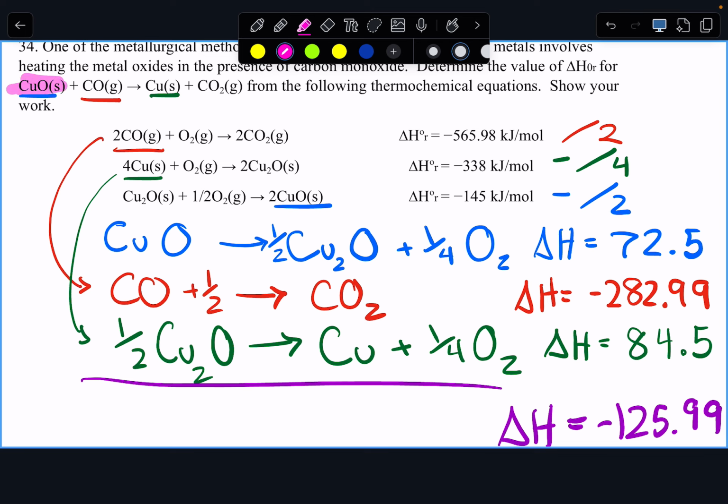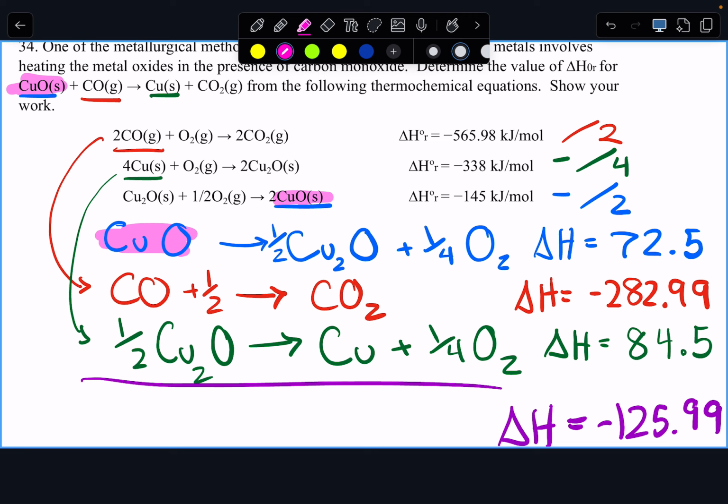Okay, so how do I get 1 mole of CuO? This is the only place where I have CuO, but it has 2 moles, and it's not on the correct side. So I need to flip the reaction around, which is why I wrote the negative on the side there by the delta H. And I only want 1 mole, so I need to divide it by 2. So I have 1 mole of CuO, which is what I was aiming for. That's the thing I want to keep.